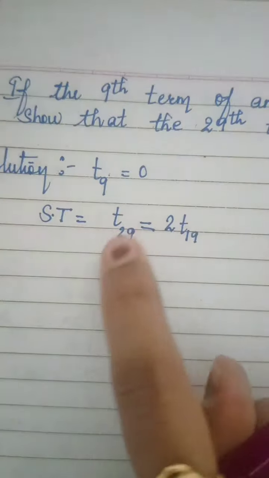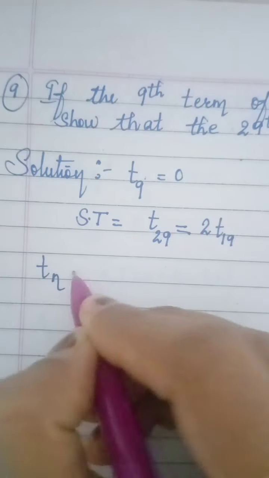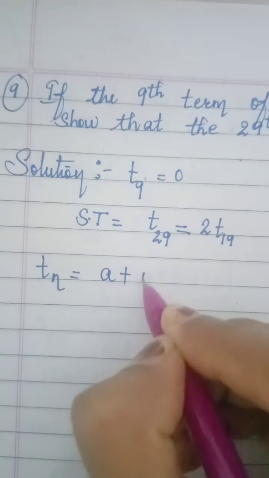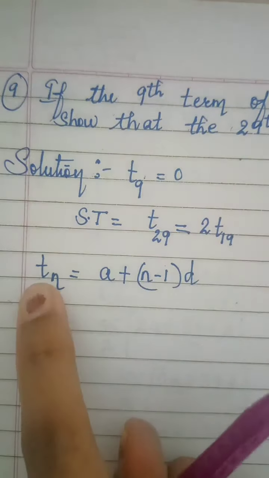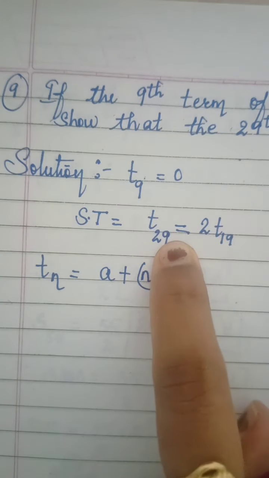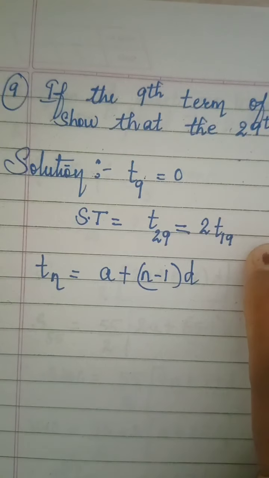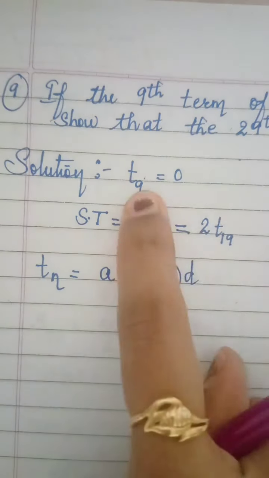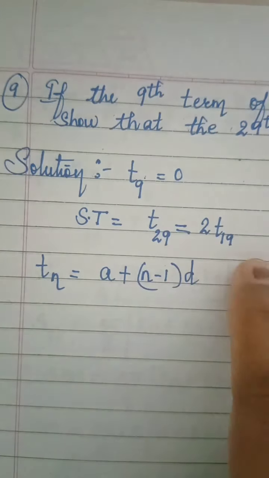Fine. We know the formula for the nth term. Write that Tn is equal to A plus n minus 1 into D. Our favorite formula. We will write this for T9, for T29, and for T19. T9 we know it is 0. So let us write the formula for T29 and T19.